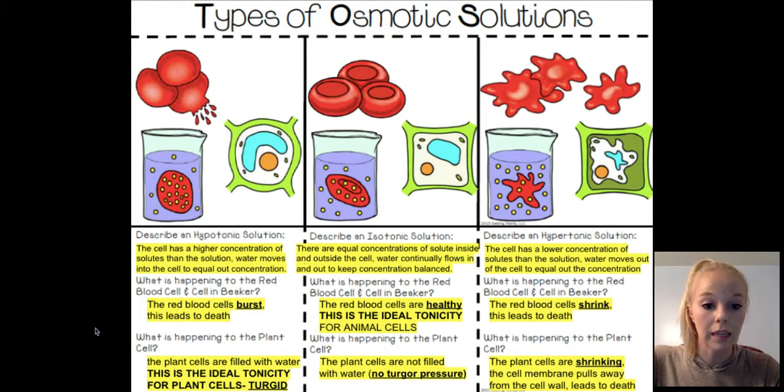In the plant cell, you see the plant cell shrinking away from the cell wall. The cell membrane pulls away from the cell wall, which can also lead to cell death in plant cells. In this type of solution, you might see a plant cell that's wilting.